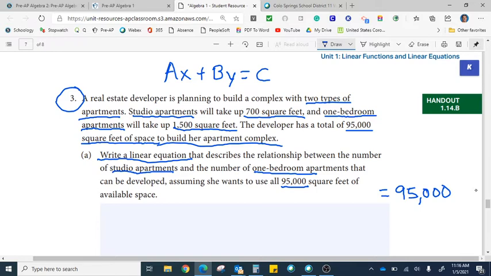Okay, so let's define some variables here. Let's say that our studio apartments are S.